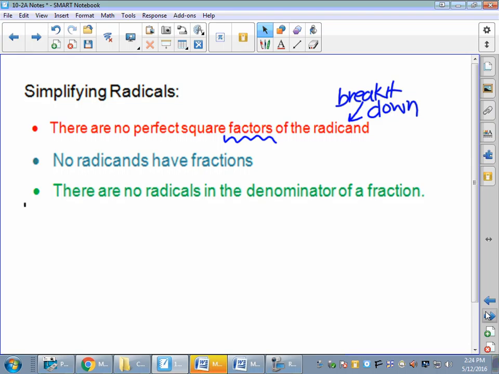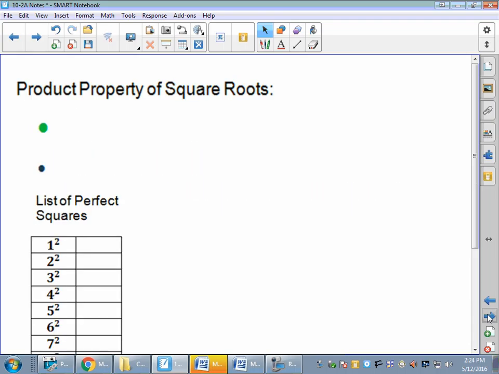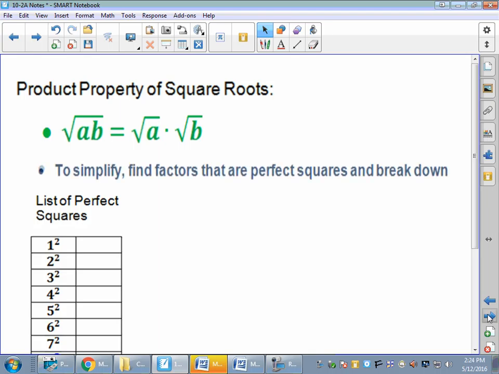So before we can start taking care of that issue, let's look at the product property of square roots. Here's the rule. If you've got a square root of some number, you can make that into the square root of a factor times the square root of a factor. So what you're going to do to simplify is find factors that are perfect squares and break them down. So think back to that square root of 25 that we did right at the beginning.